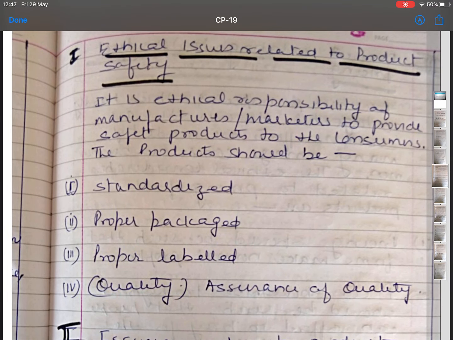It is the ethical responsibility of the manufacturers or marketers to provide safe products to the consumer. The product should be safe. The product should have the following qualities. The product should be standardized. It should be properly packaged. It should be properly labeled, and it should assure the quality of the product. So these things should be there in the product related to safety. These are the ethical issues related to product safety which marketers have to follow while giving products to the consumer.